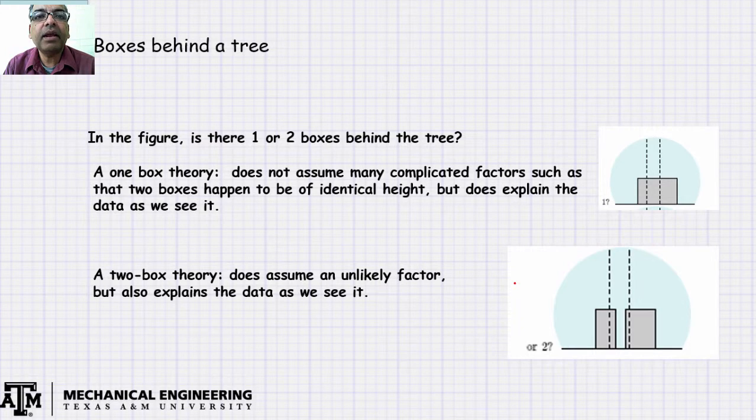But the two box theory requires a coincidence that two of the parameters, in this case the height of the box, have to be the same in order for this particular data to be explained. Those kinds of things are problematic. So the more parameters you have to explain something, the more coincidences you need in order to explain the limited amount of data. And those kinds of things are dangerous unless you have some other compelling reason to believe it. But generally speaking, they are dangerous. So keep your model simple.